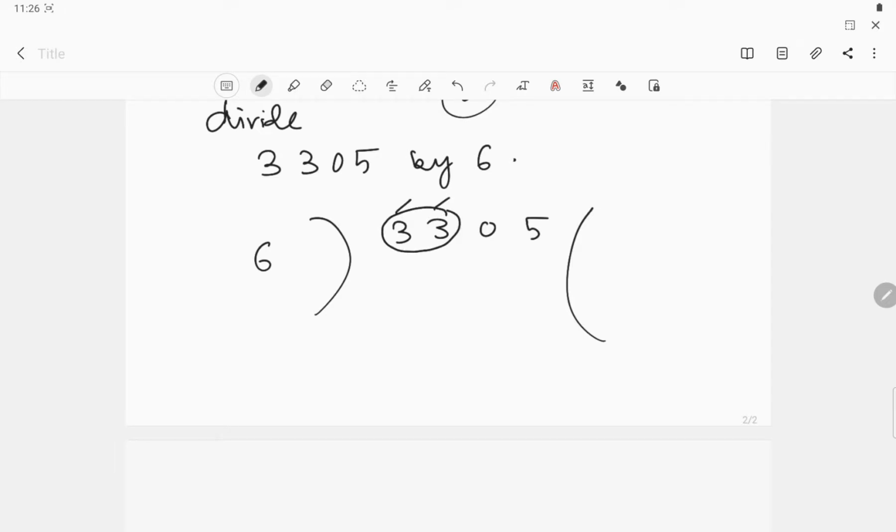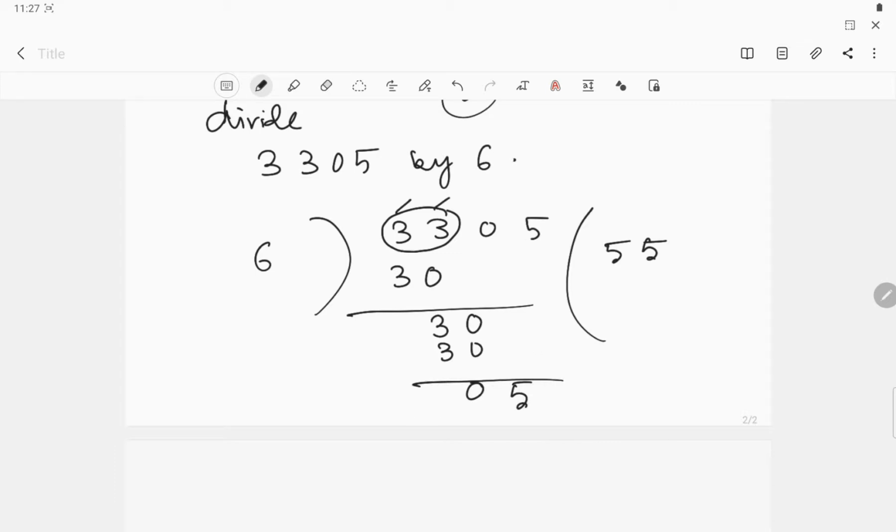Now you have to find out the number by which you multiply 6 and you will get the nearest value to 33. It means you have to know the multiplication table of 6. You know 5 sixes are 30, and 30 is the nearest, so write down 30 and now subtract 30 from 33, you will get 3. Now copy the next number, 0. 30, you know 5 sixes are 30, so the remainder is 0.